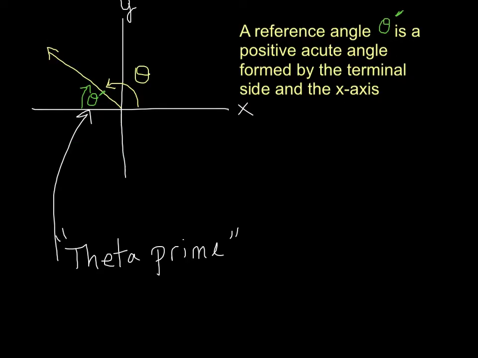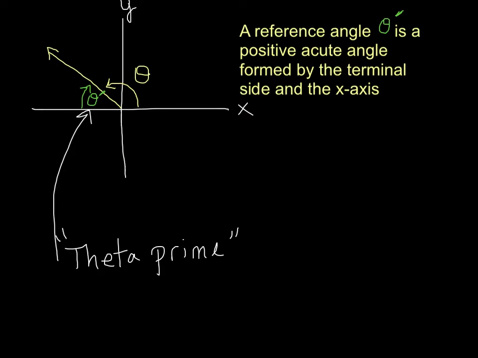So next thing we're going to talk about is reference angles. And reference angles are really a pretty simple concept. A reference angle, and we use this theta prime to denote the reference angle, is simply nothing more than a positive acute angle, which means it's got to be less than 90, that is formed by the terminal side and the x-axis. So a reference angle is always going to be between our terminal ray and the x-axis.